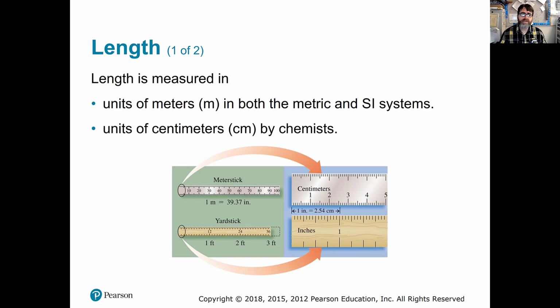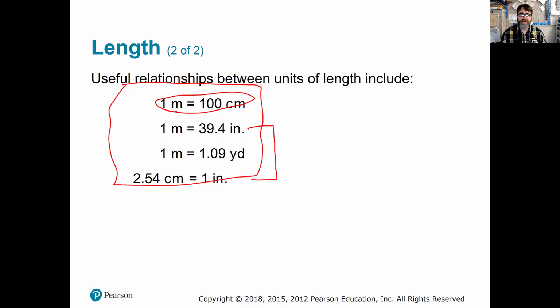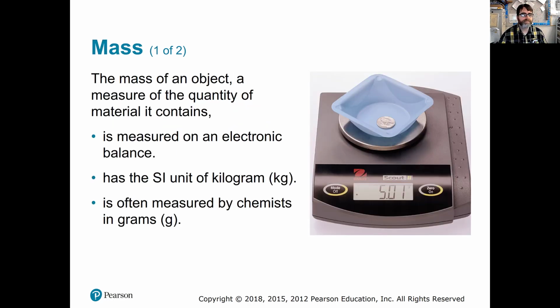Length is measured in meters, or we can use subdivisions of those, which is centimeters. And of course, when making a measurement, we will use a meter stick or a ruler for making those measurements. And once again, here we have some conversion factors, some relationships within the metric system, like the meters to centimeters, or we have English to metric conversion factors here. And again, they're nice to be familiar with, but you will be given them when you need them.